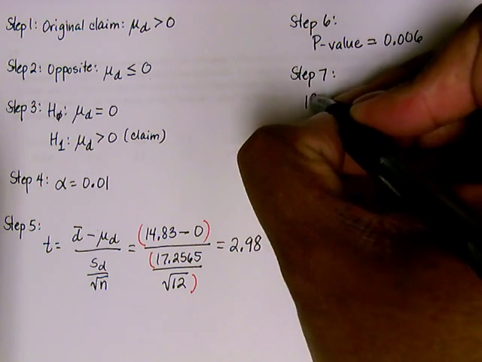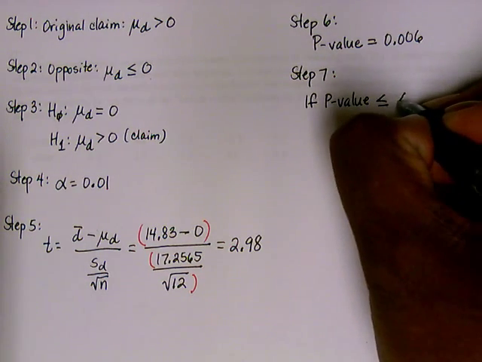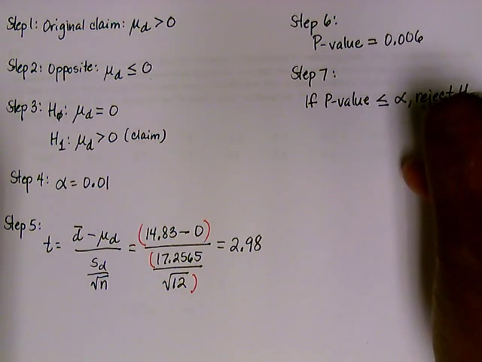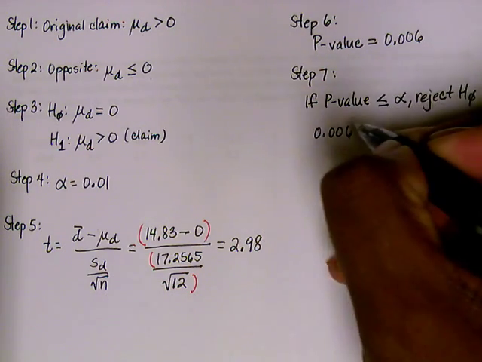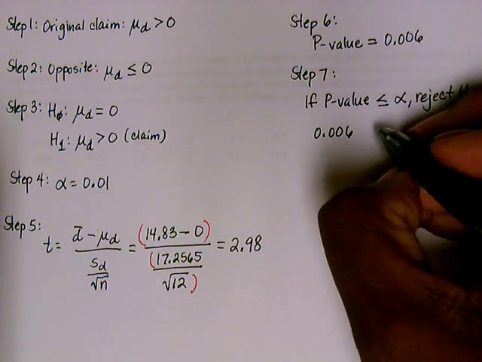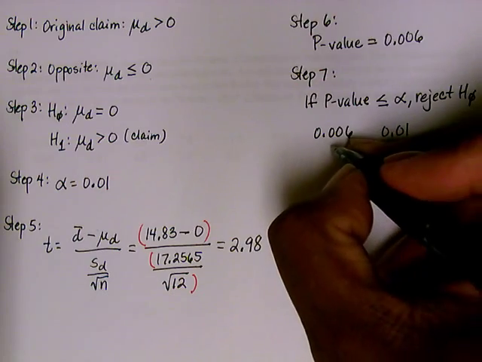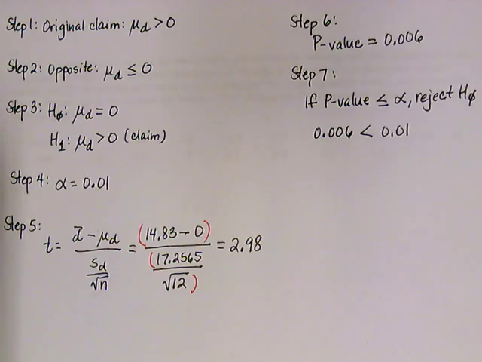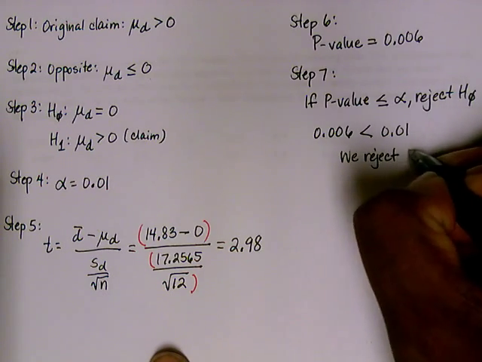Step 7 is the decision rule, where if your p-value is less than or equal to alpha, reject the null hypothesis. Now my p-value was 0.006. The alpha level that I'm using is 0.01. That's from step 4. Compare those two. 0.006 is less than 0.01. That does satisfy the decision rule, so we reject the null.